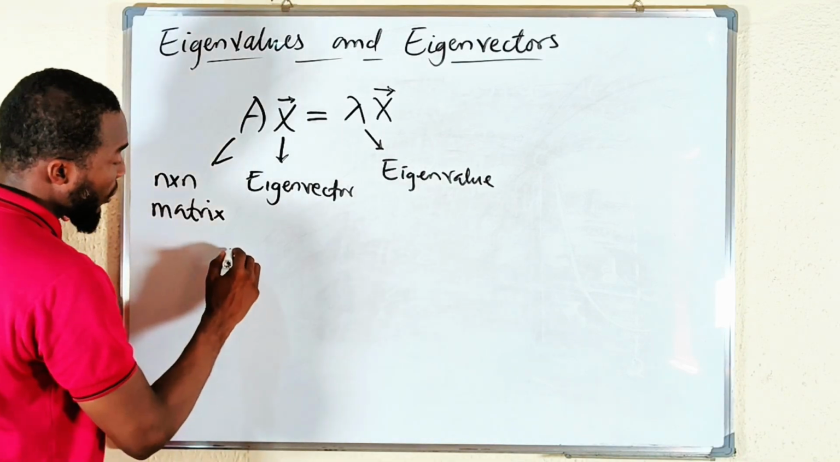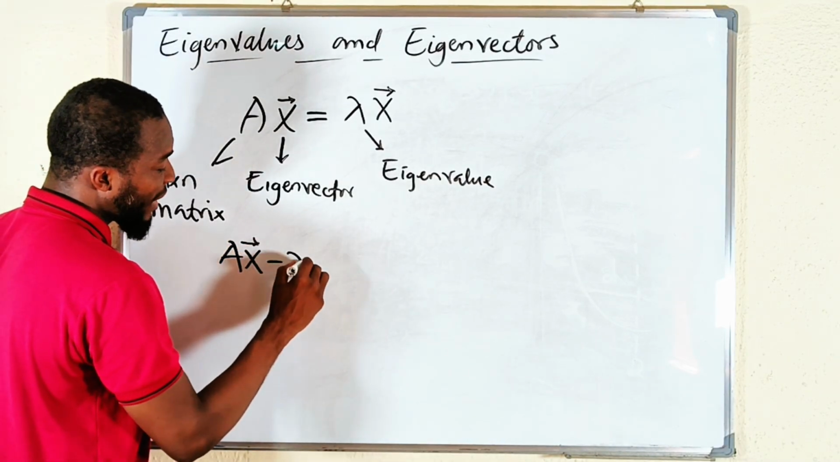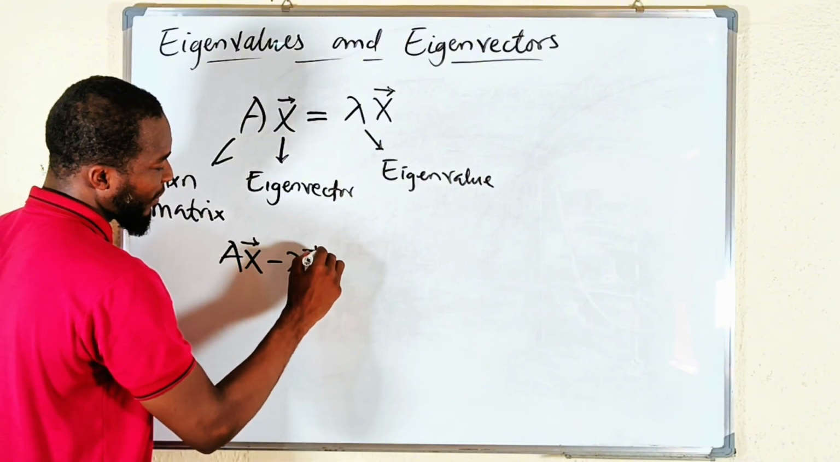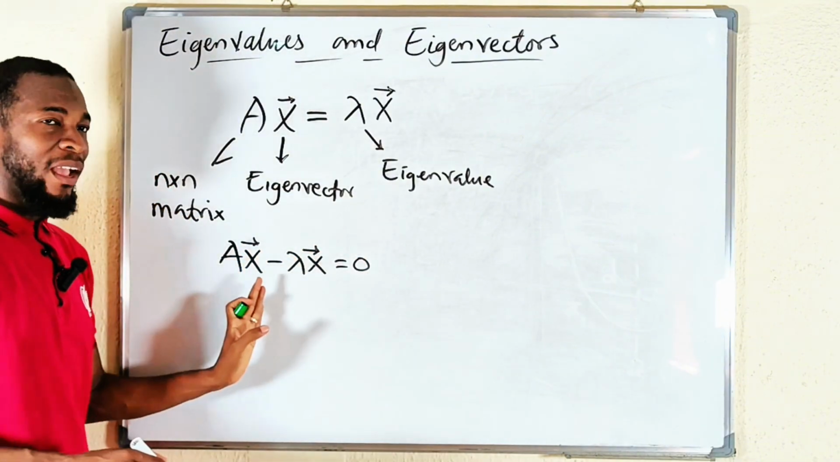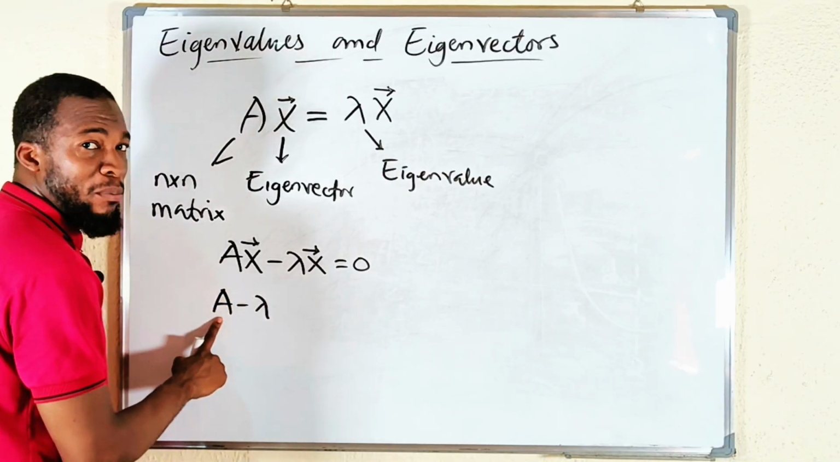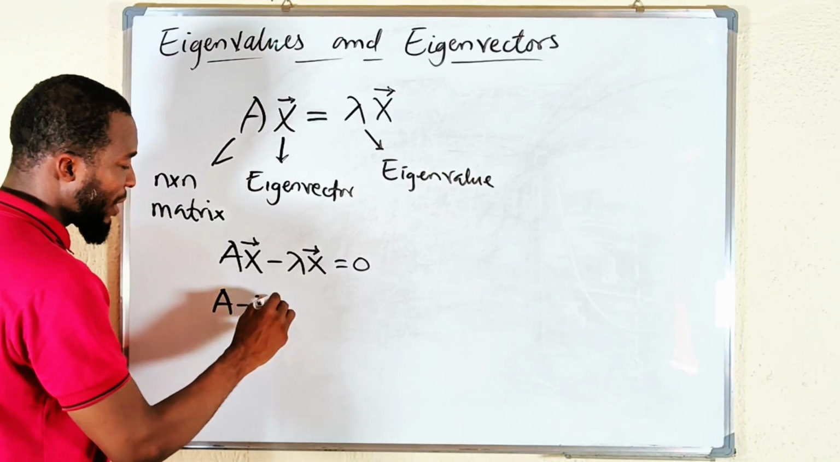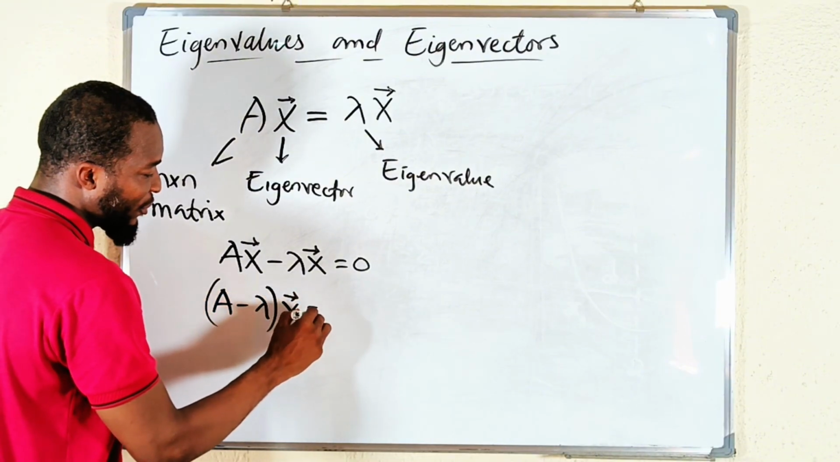So if A times this vector x is equal to lambda x, let us bring everything to the left hand side. We have A multiplied by this vector minus lambda x. This is equal to 0. What do we have in common? x. So we have A minus lambda, this is a matrix, this is a constant, remember, multiplied by this vector, and the result is 0.